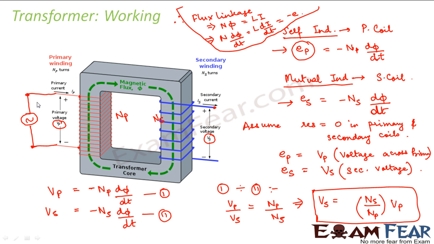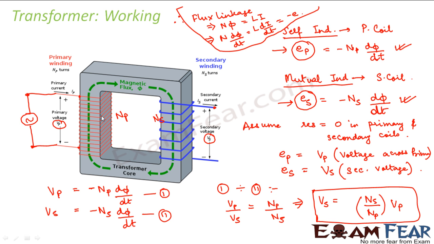the working. Let us suppose we connect the primary coil to an AC source. The AC source will supply AC current. The alternating current will give rise to alternating flux. Because of this alternating flux, there will be a self-induced EMF in the primary coil, and there will be a mutually induced EMF in the secondary coil. So we can write down the self-induced EMF in this way and the mutually induced EMF in this way.